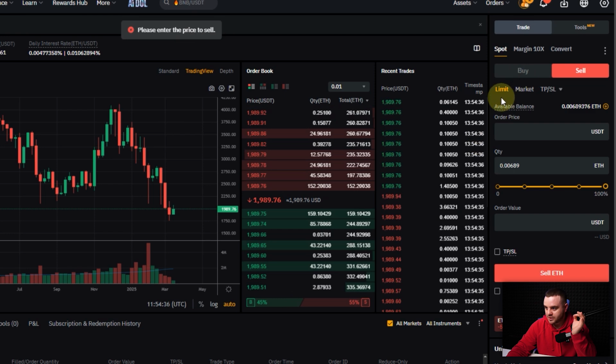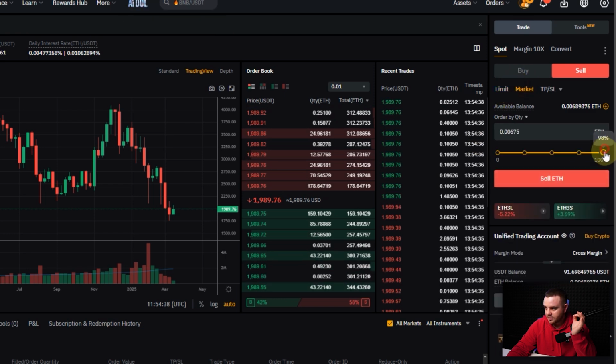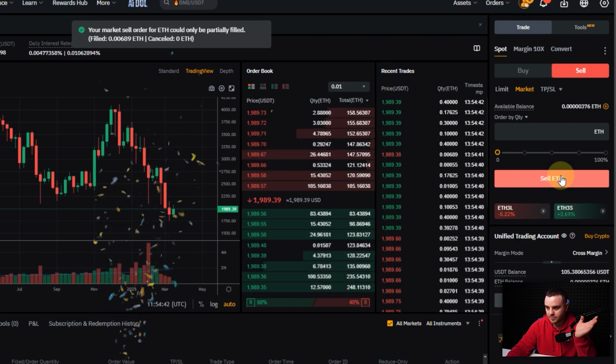Please enter the price to sell. You can see limit order and sell with a market. Congrats, we sold it with a market price 1989, which is about $20 bigger than during conversion.